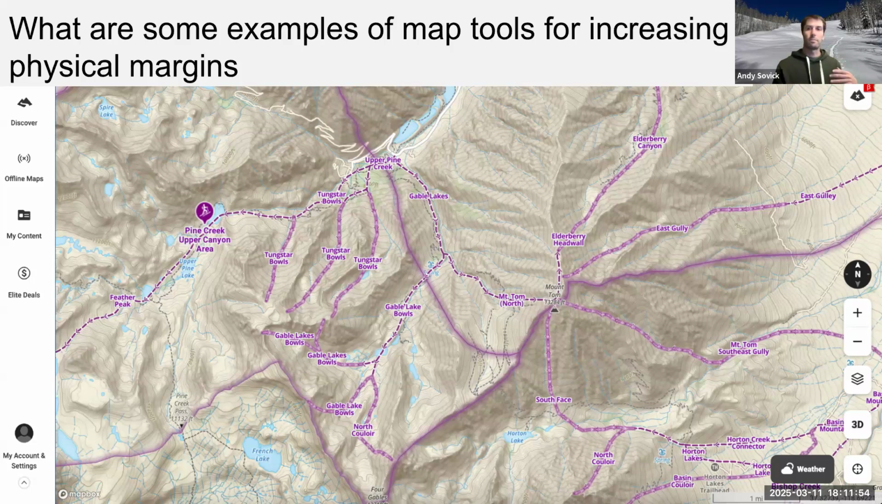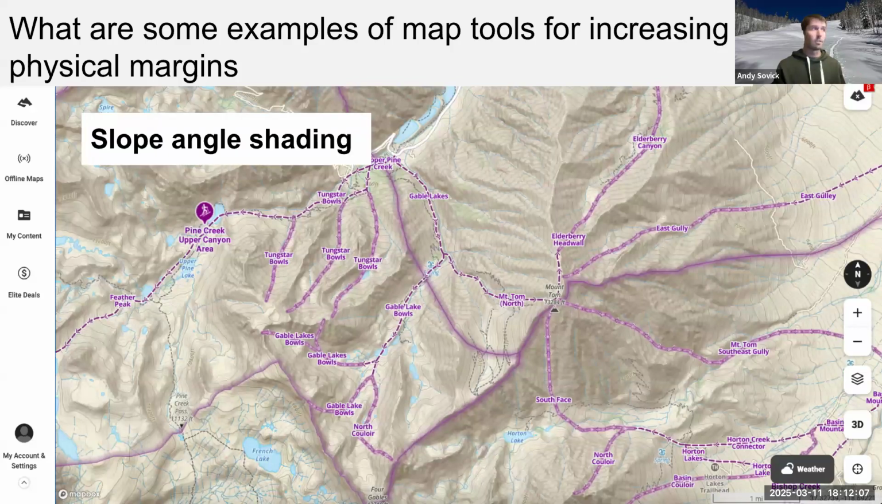It doesn't have to be interactive here, but I just want everybody to think about what it is you look for on a map instinctively that will inform you about things that can help increase your margins. Really popular one, slope shading. Most apps, most websites for navigation have it these days.